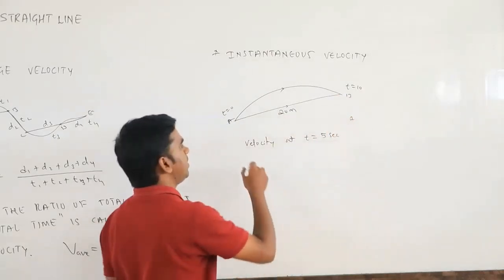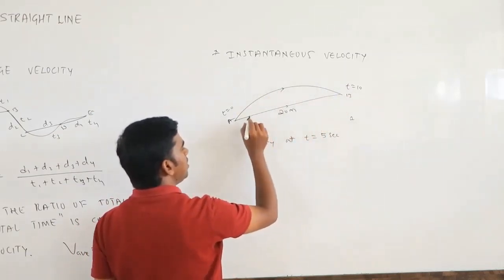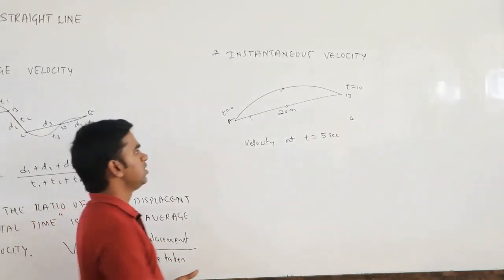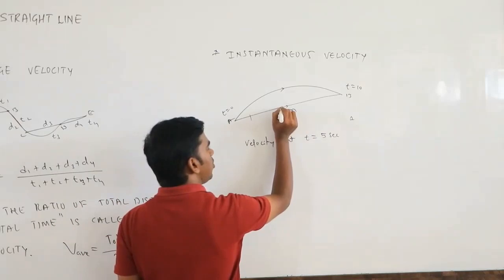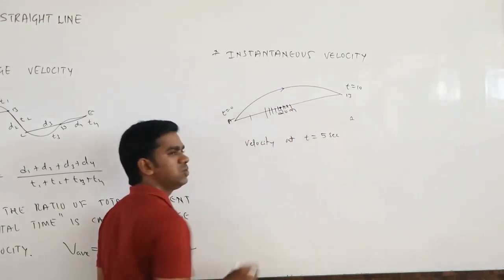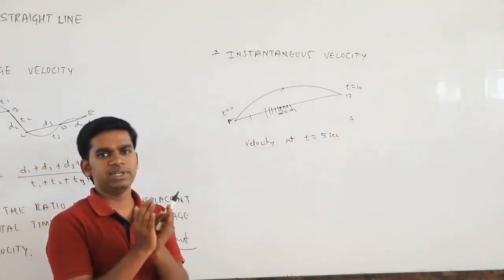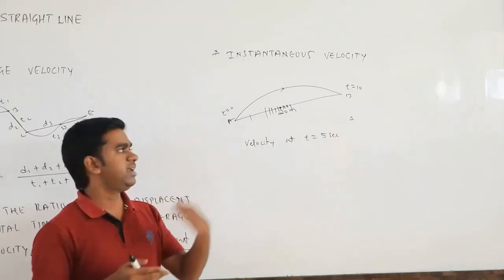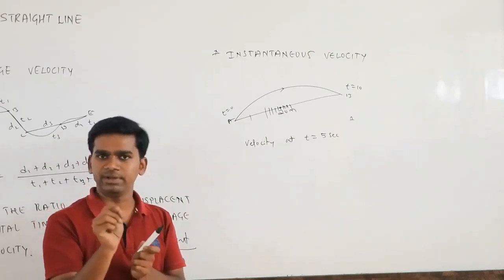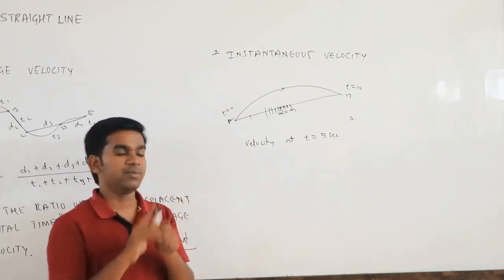Again you go on dividing. If in 10 seconds it travels 20 meter, then in 1 second it will travel 2 meter. You want exactly this point, at 5 seconds. So you go on dividing your time, which means you go on dividing your distances. In 10 seconds 20 meter, in 1 second 2 meter, in 0.1 second 0.2 meter. As you make your time very small, your displacement will also become very small.